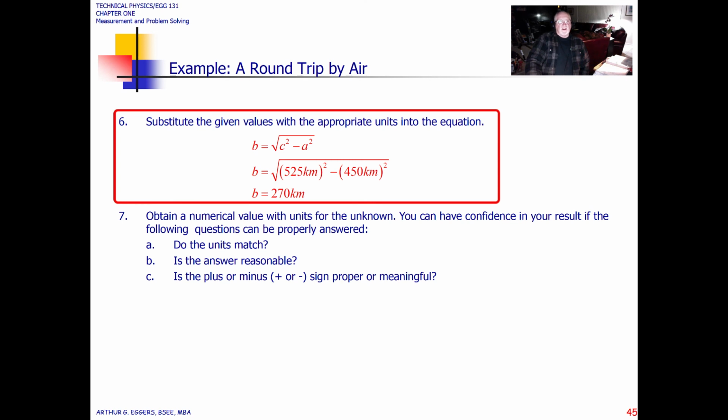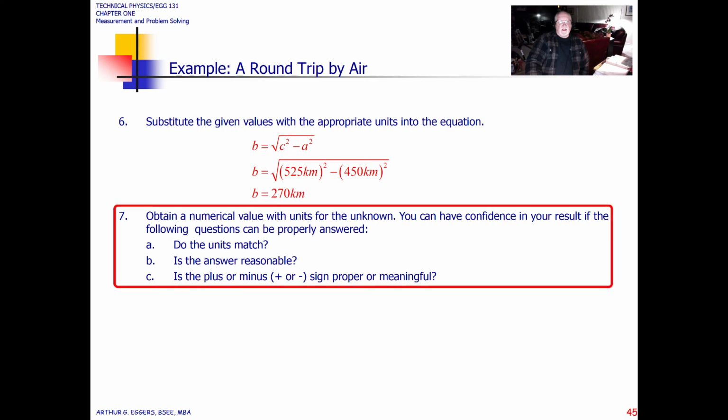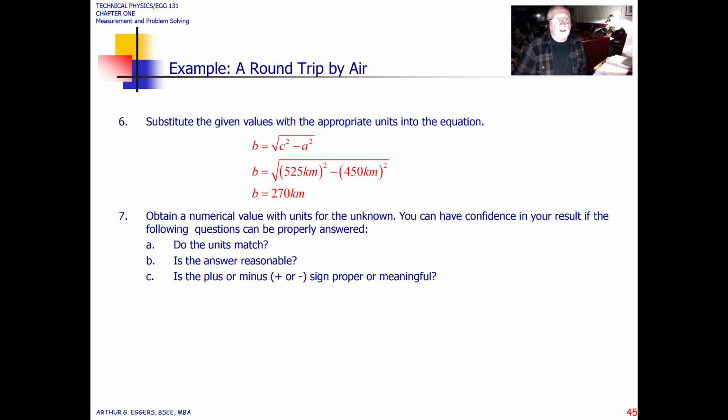Now, the next thing to do is take a look at that number and think about, does that make sense? Is that answer justifiable? So ask yourself, do the units match? In this case, kilometers, they match. Does the answer seem reasonable? The answer seems reasonable based on the lengths of the two sides of the triangle. And do I have a plus or a minus sign? In this case, I do not. So I've gone through the process of solving a problem methodically to determine whether or not I think I have a good value in the end.